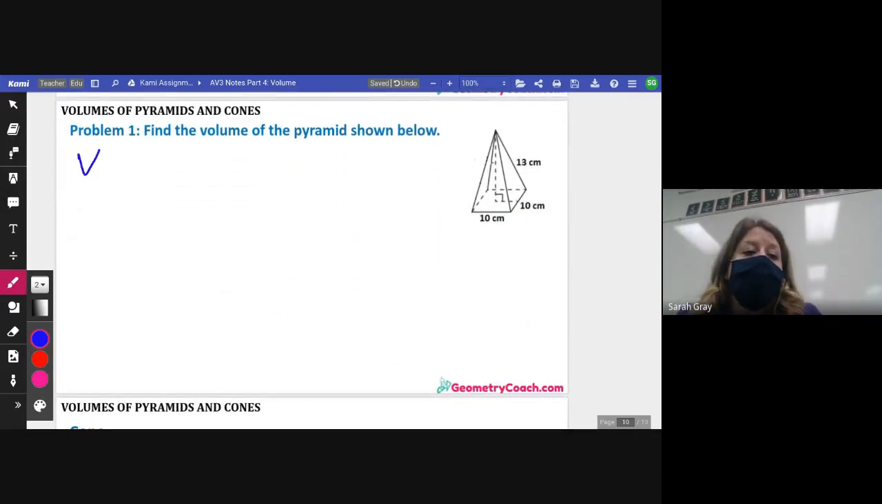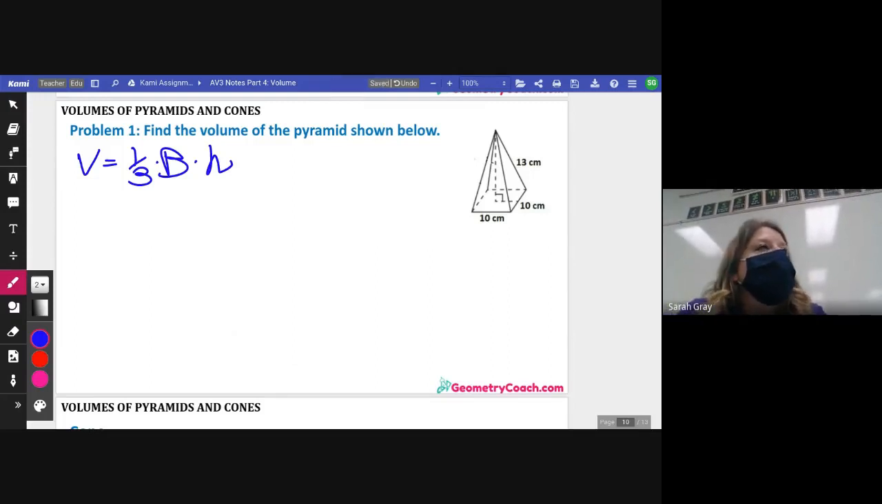Okay. All right. 1/3 area of the base times the height. They gave us a nice, easy one. The base in this pyramid is a what? Melissa? It's a square. It's a 10 by 10 square. The area of our base is 10 times 10.